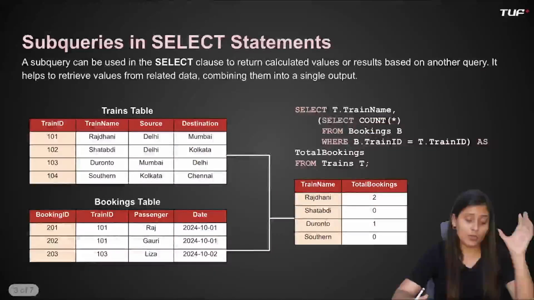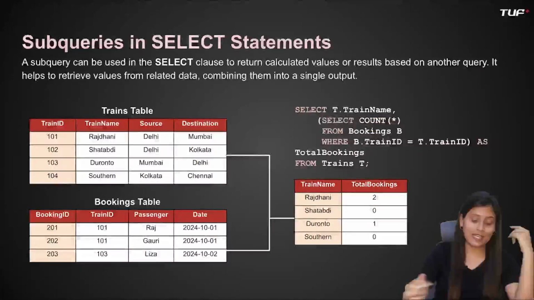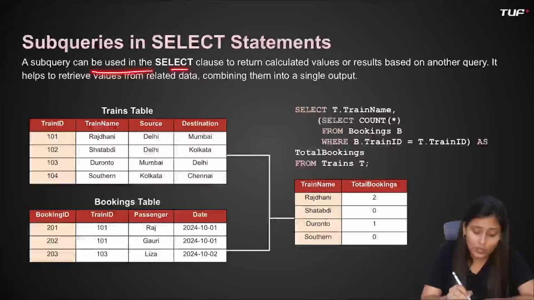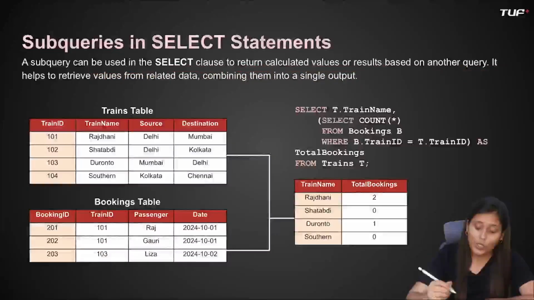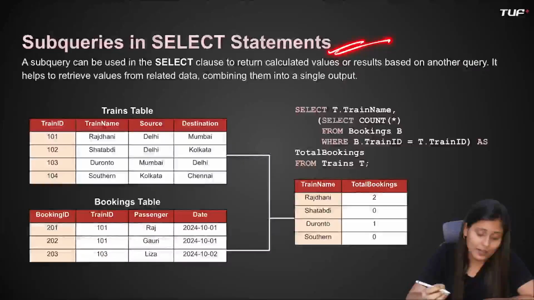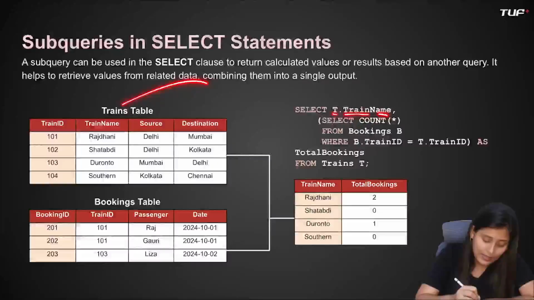Now let's play with subqueries in the select statement. A subquery can be used in the select clause to return calculated values or results based on another query. Here you can see how, with the select statement, we can write a subquery. So here we have written select t.train_name from the trains table, so we are selecting the train name column.